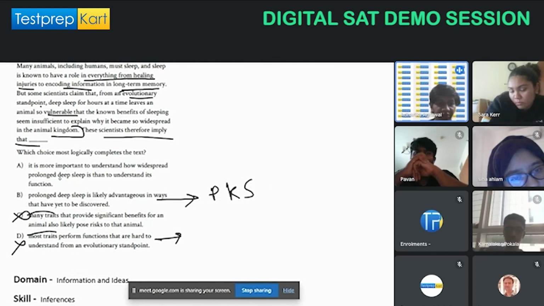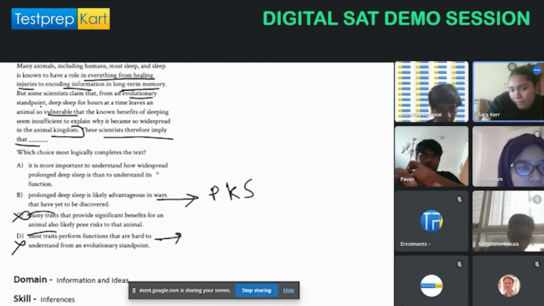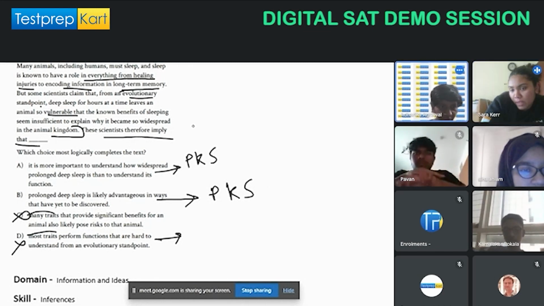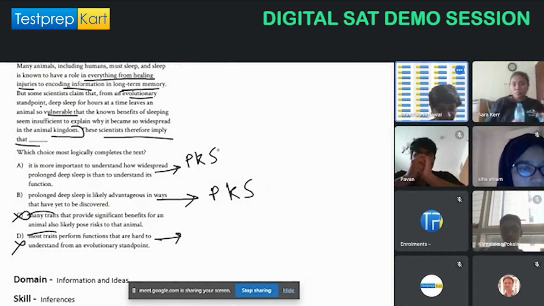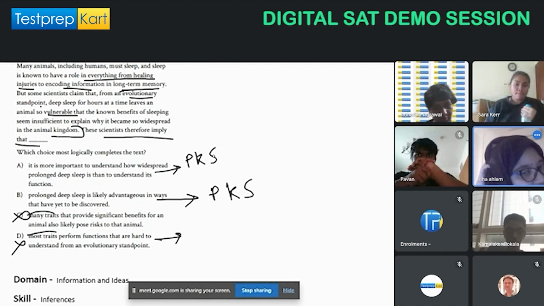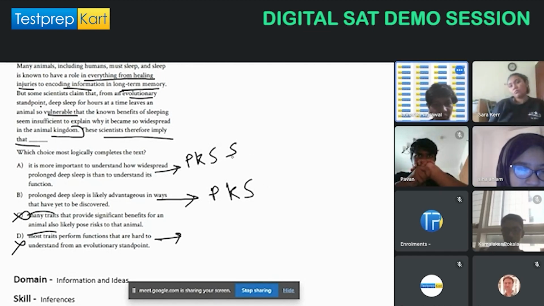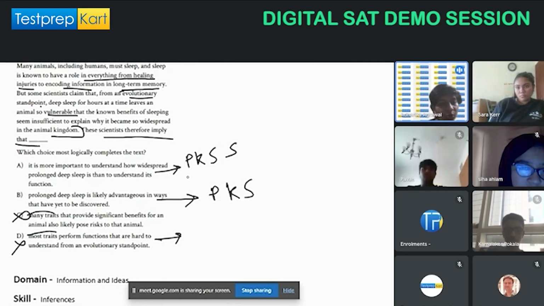function. How many of you think it completes the text logically? Yes, ma'am. Pawan, Kamlakar, Sara, yes. And what about the fourth one? I'll go with A also. You also think A. So first let me understand why you all think that it is A.